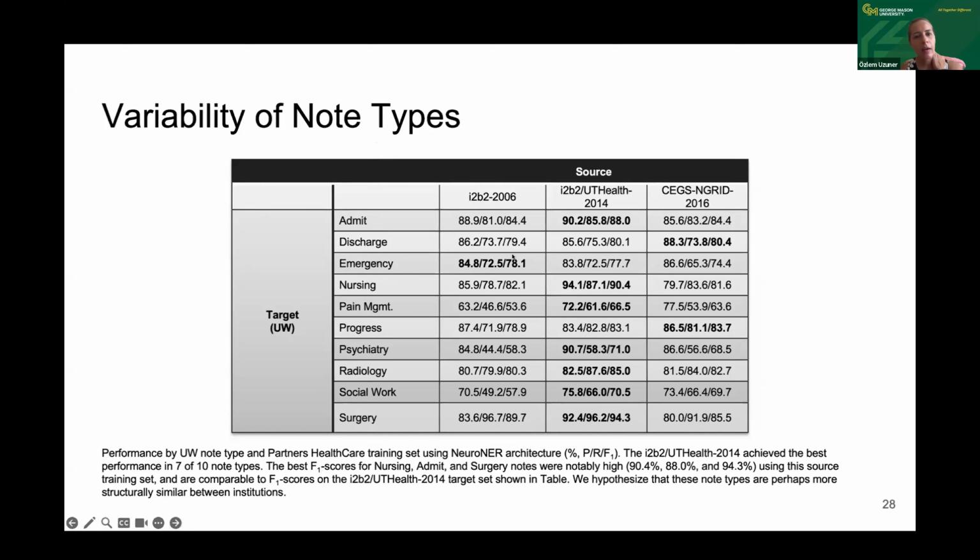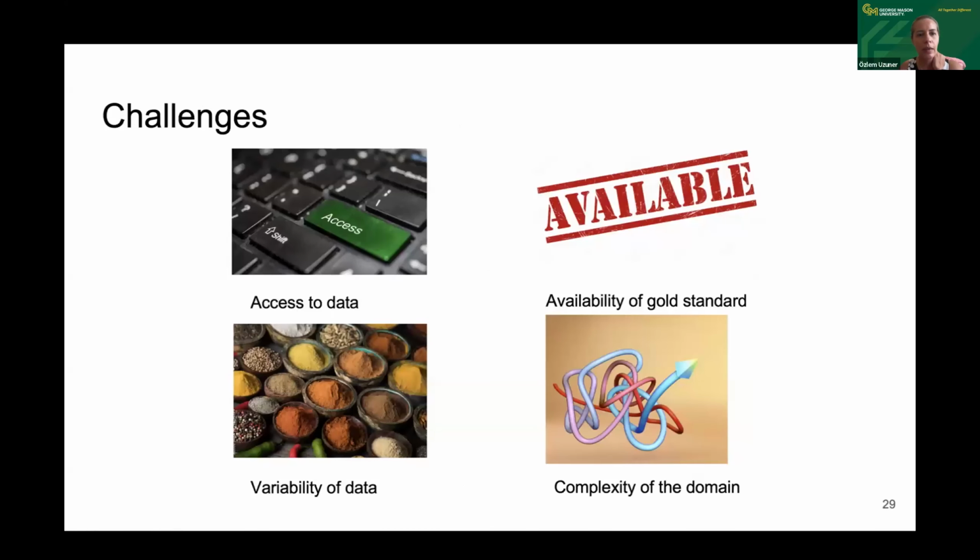So the lesson there is, if you have multiple data sets available to you for jumpstarting your annotations, do a few experiments to see which one fits your data the best. You may find that admit notes in one hospital will give you a boost for admit notes in the other hospital, or maybe not, but the similarities in the data definitely play a role. The last thing I want to touch upon is the complexity of the domain.